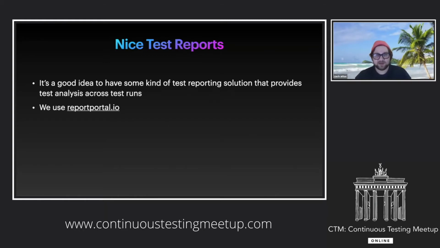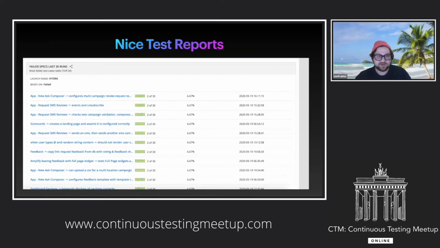So we at Review Trackers use a software called Report Portal. I'd be happy to talk with anybody offline about Report Portal. I'm a huge advocate. We use this widget religiously at Review Trackers, where this just tracks failed tests across the last 30 runs. And if any test is outside those bounds, if it goes above 10%, then we usually investigate.